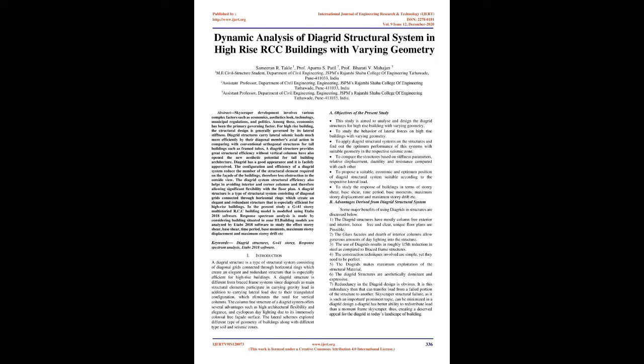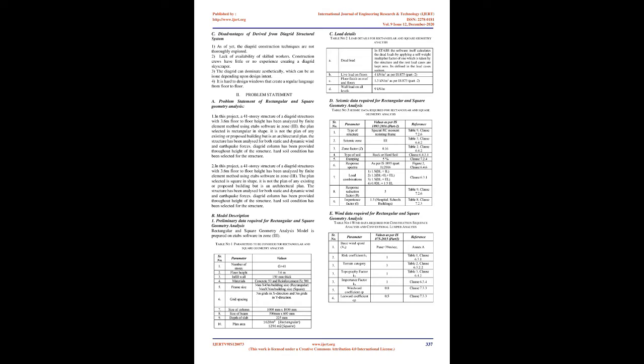Introduction. A diagrid structure is a type of structural system consisting of diagonal grids connected through horizontal rings, which create an elegant and redundant structure that is especially efficient for high-rise buildings. A diagrid structure is different from braced frame systems since diagonals, as main structural elements, participate in carrying gravity load in addition to carrying lateral load due to their triangulated configuration, which eliminates the need for vertical columns. The column-free structure of a diagrid system offers several advantages such as high architectural flexibility and elegance, and ample daylighting due to its immense free facade surface.